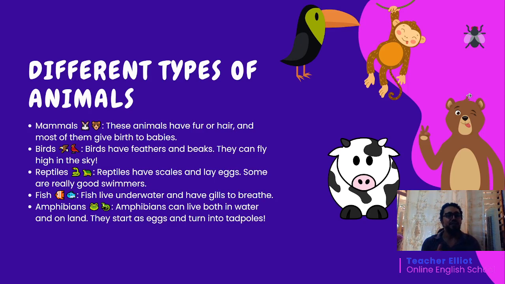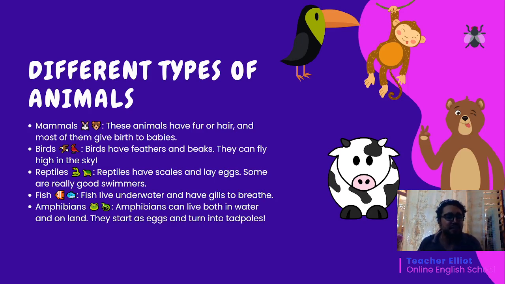So the different types of animals that we can identify, for example, are mammals. Mammals have fur or hair, like me, and they give birth to babies, like human babies. Mammals. Then the birds, if we continue explaining the lesson, have feathers and beaks. They can fly. The birds can fly in the sky, right?